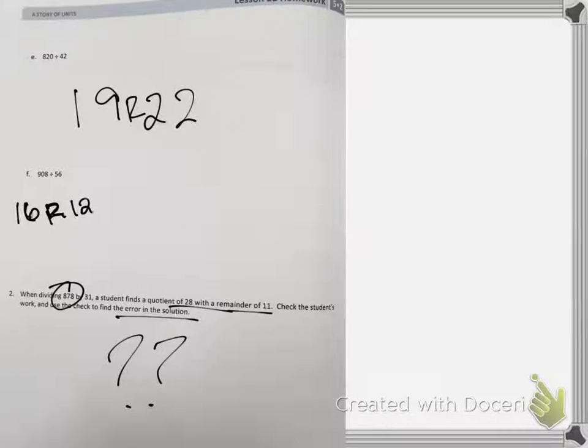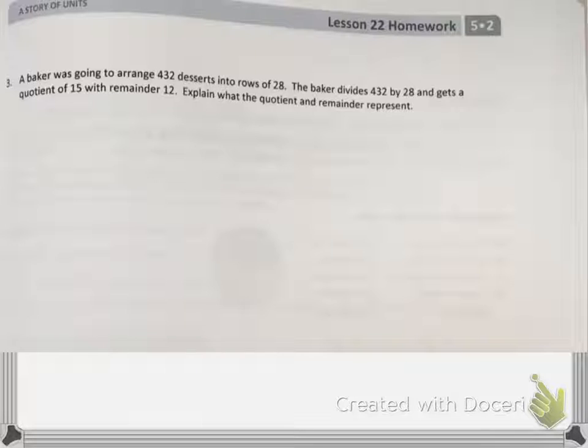All right. Well, let's look at 3. A baker was going to arrange 432 desserts into rows of 28. Let's make sure we work on that vocabulary term right there, rows. I like the students to understand what a column and a row is. The baker divides 432 by 28 and gets a quotient of 15 with remainder 12. Explain what the quotient and remainder represent. Okay.